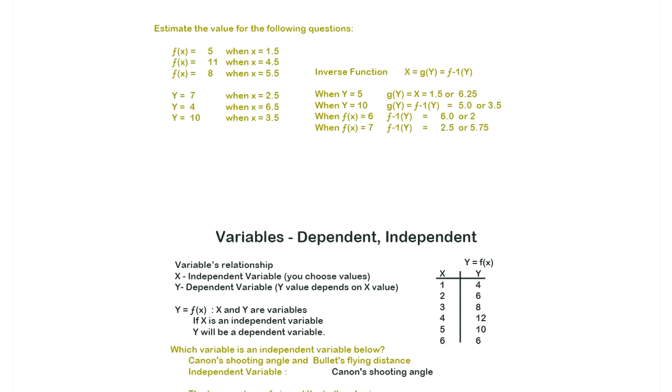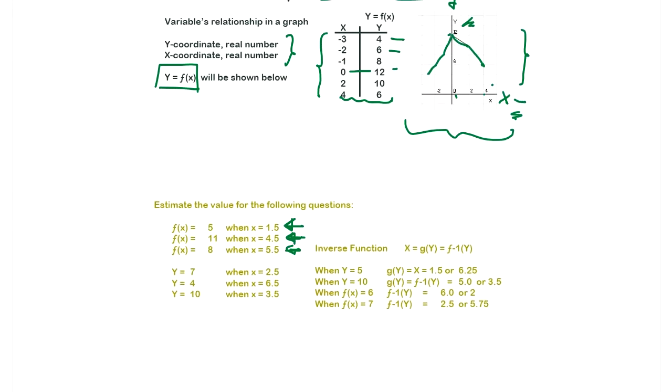Okay, so estimate the value for the following questions. How about x is 1.5? You know, a rational number, not an integer. You can still calculate, because let's go back. X 1.5 is around here, so you go up and you calculate this y.